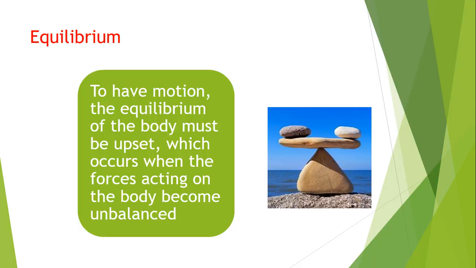Equilibrium. To have motion, the equilibrium of the body must be upset, which occurs when the forces acting on the body become unbalanced. A force is required to start a body in motion, slow it down, stop it, change the direction of its motion, or make it move faster.